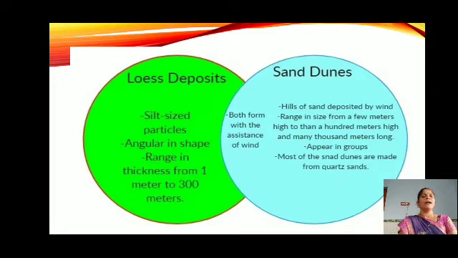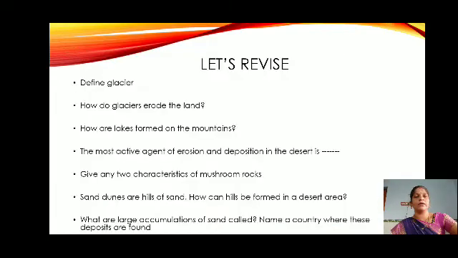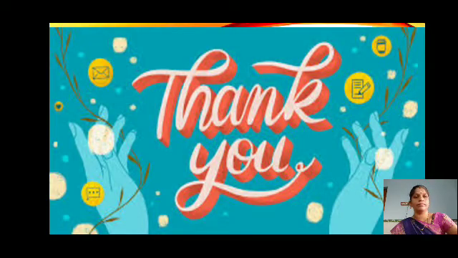What is common to both? Both form with the assistance of wind. Sand dunes are not permanent; they often change. Once sand dunes are built in one place and the wind blows at high speed again, the sand dune is shifted to another place. But loess is not like that. It is settled and sedimented.